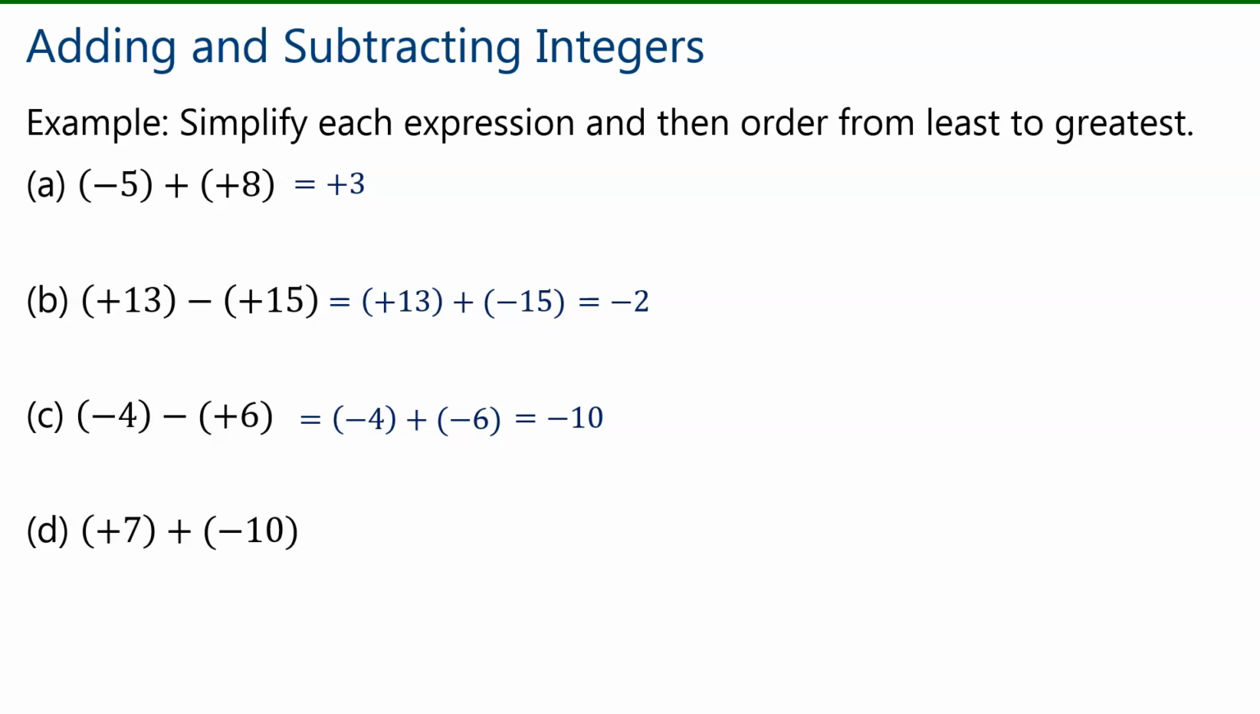And in D, I'm adding a positive and negative, so if I subtract and I see that there's more negatives, I get negative 3. So now we have to order these answers from least to greatest.